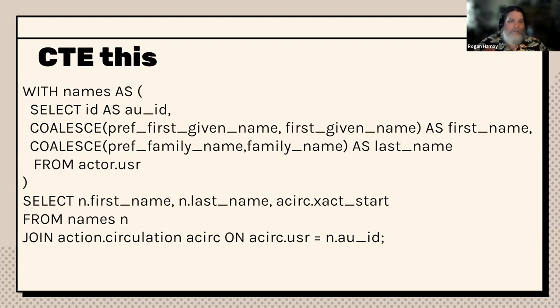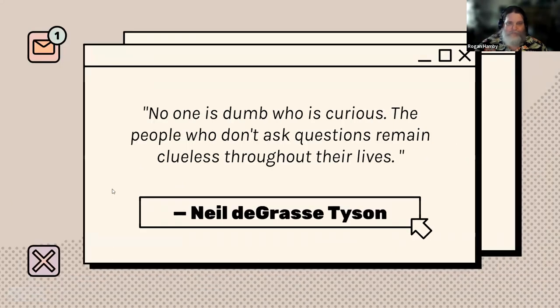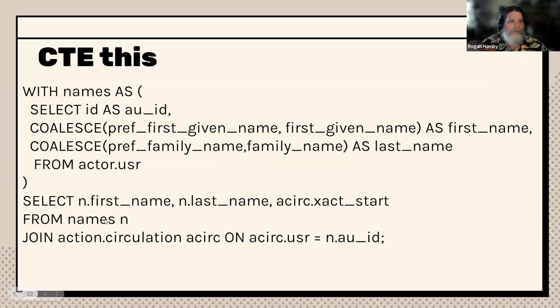And here I am saying, I want the user ID. I'm using a coalesce statement, which if you're not familiar with coalesce, basically you give it a list of values and it will use the first non-null one in the list. So if they have a preferred given first name, it'll use it. If that field doesn't have a value in it, it'll go to first given name. Then it does the same thing for the family name. So I'm getting the user ID, first name and last name. And it's basically building a table of these. And I could do multiples of these with statements, just separating them with commas. And then after that, a normal query, except now I can reference the name of that CTE as if it were a table or view in the database. So this would give me first name, last name, and the checkout date of circulations in the database.